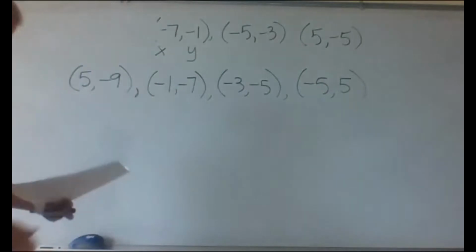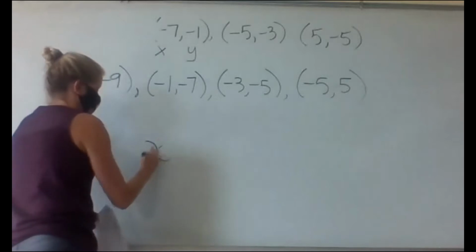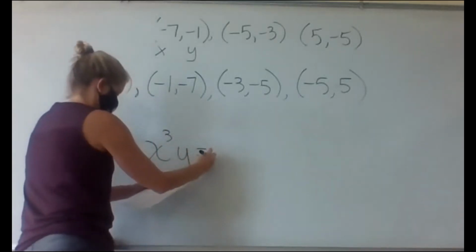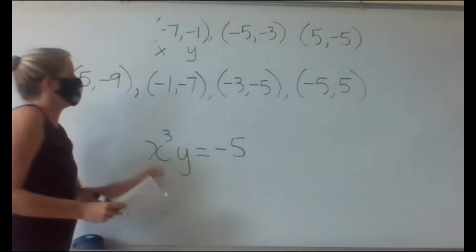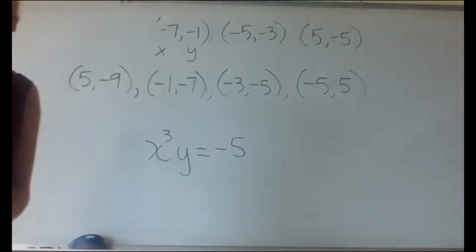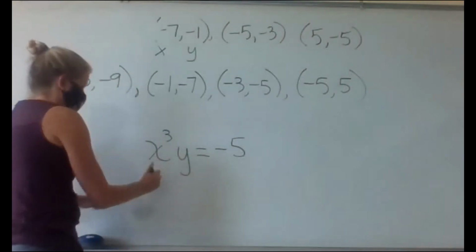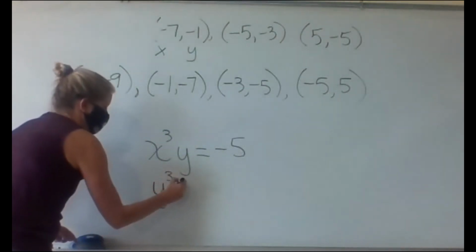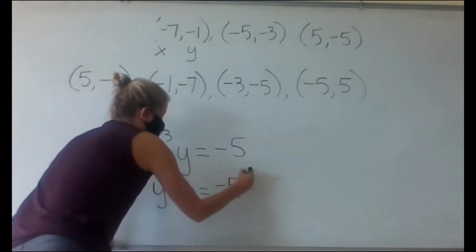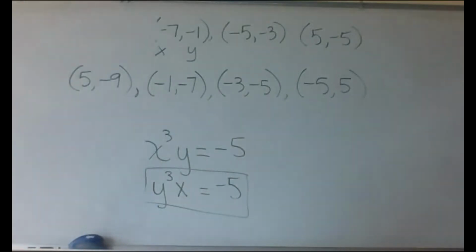Actually, I can do number 2 right down here. Find an equation of the inverse relation. So you have x cubed y equals -5. So what did I do on all these points? I just switched the x and the y. That's all you're going to do to this to find its inverse equation. So again, switch. So I'll just have y cubed x equals -5. And that is it. So on those first 2, don't make them any harder than they are. Just switch the x's and y's.